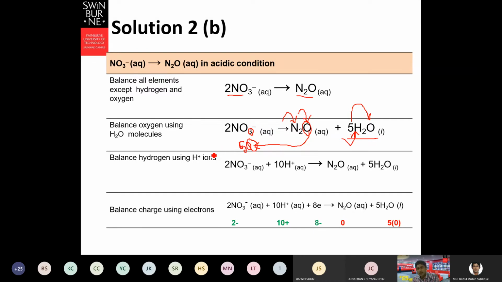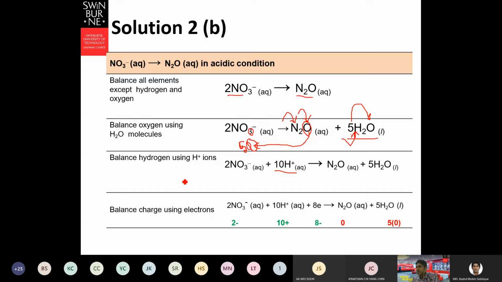So 10 hydrogen atoms, and hydrogen carries a positive charge, so to neutralize the whole thing, I added 10 hydrogen atoms, or hydrogen ions. When I added 10 hydrogen ions, I see it is getting much better. It is much closer to each other. So the hydrogen is balanced, the oxygen atoms are balanced, the nitrogen atoms are balanced. The only thing that is not balanced yet is the total number of electrons, right?